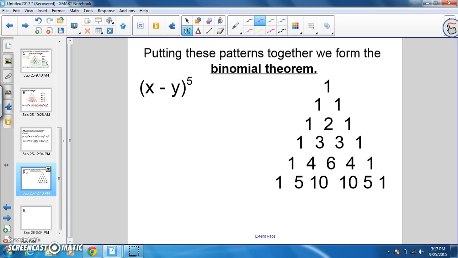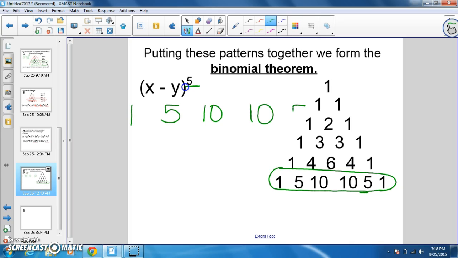We're going to try one together. We're going to do x minus y to the 5th power. So first, we're going to write out our coefficients. We need the 5th row of Pascal's triangle, which we found before was 1, 5, 10, 10, 5, 1. So I'm going to write out 1, 5, 10, 10, 5, 1.